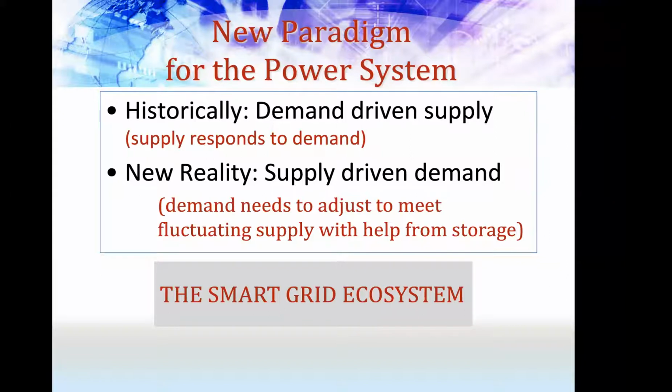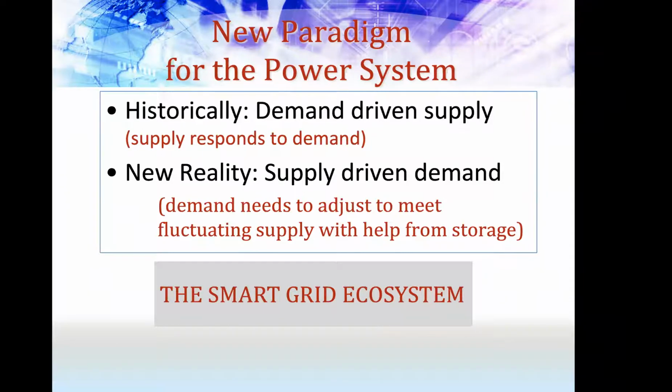The new reality, I call supply-driven demand. Now my supply is the independent variable. Solar and wind, as you saw before, are independent. So what do I do to match the fluctuating supply? That's what I'm saying here: demand needs to adjust to meet fluctuating supply with help from storage.